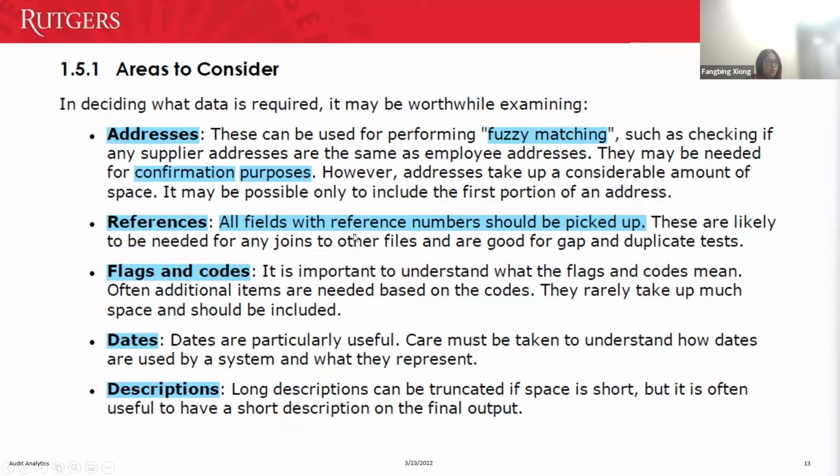The second one is reference. All fields with reference numbers should be picked up. These are likely to be needed for any joins to other fields and are good for the gap and duplicate tests. We will do many exercises for the join files and the references in our assignment. And the third one is flags and codes, which is important to understand what the flags and codes mean. Flags is something like IDEA will send you the flag and say it is a little bit important. You may need to check it, or sometimes you can set your own flags to say, here's the thing I want to highlight. So often additional items are needed based on the codes, and they rarely take up too much space and should be included.